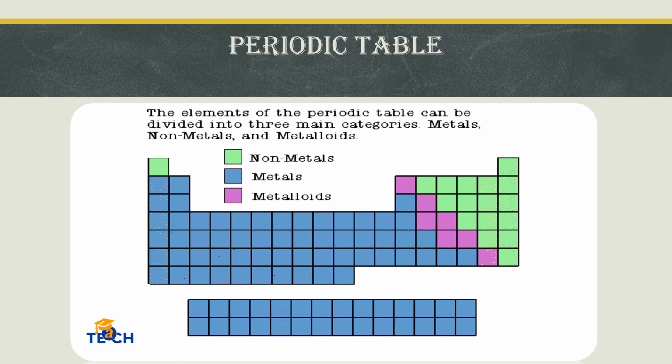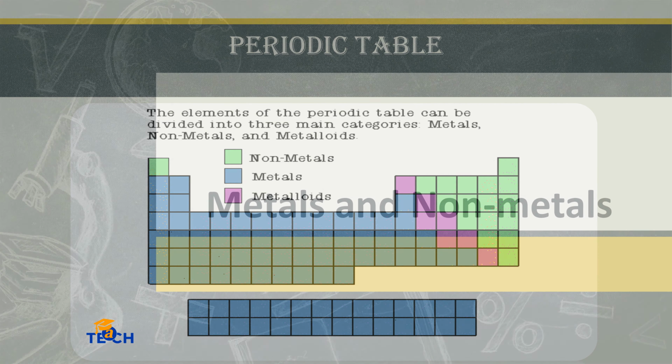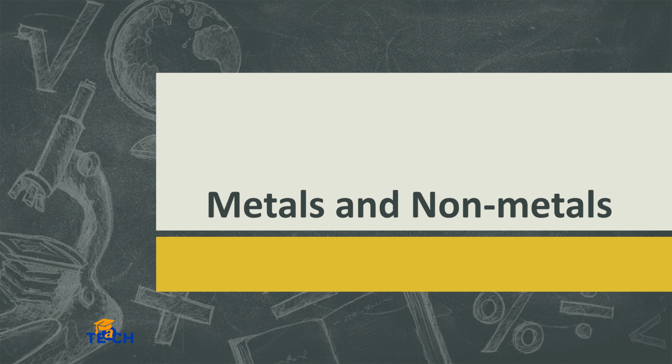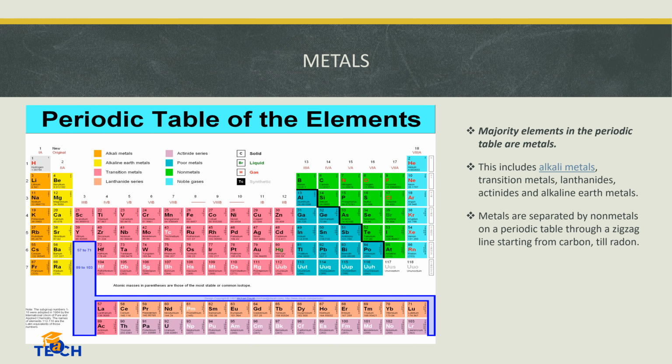The elements of the periodic table can be divided into three main categories: metals, nonmetals, and metalloids. Now let us talk about metals and nonmetals. Metals. Majority elements in the periodic table are metals. This includes alkali metals, transition metals, lanthanides, actinides and alkaline earth metals. Metals are separated by known metals on a periodic table through a zigzag line starting from carbon till radon.